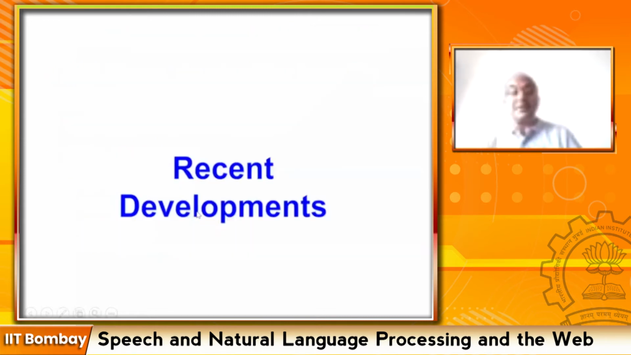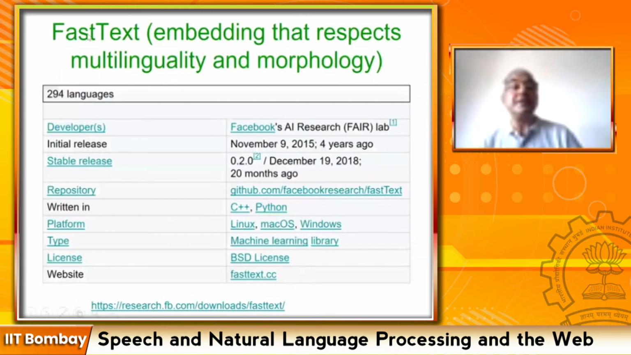Okay. Recent developments: a very celebrated development is fastText, an embedding that respects multilinguality and morphology. It came from Facebook, and fastText is widely used because the embedding respects morphological or subword structure, breaking the word into its parts and getting those embeddings. But we have to say more about this point. And you have embeddings for 294 languages. So multilinguality is also a very important matter there.